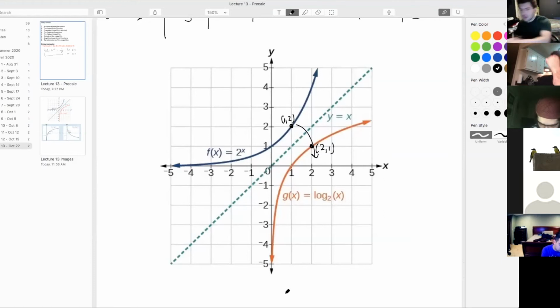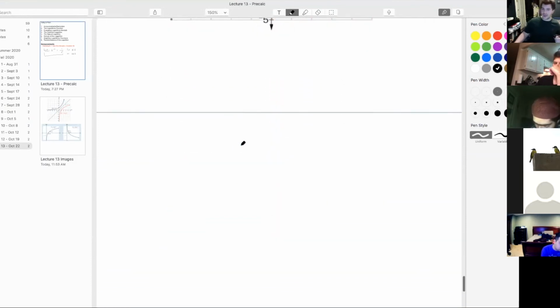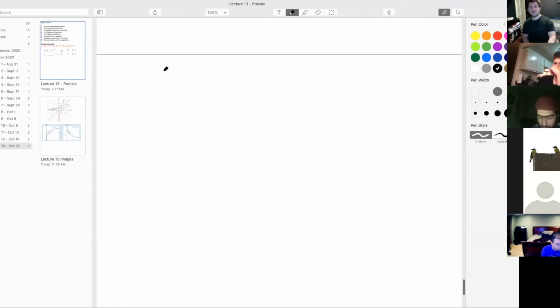Okay. All right, so I'm at that point where I'm just going to rattle off a bunch of properties of the graph, like asymptotes, domain, range, x-intercept, and so on. So let's just get that. Okay, so properties.